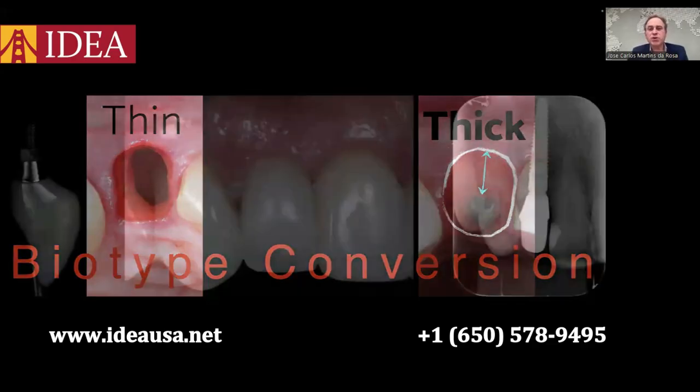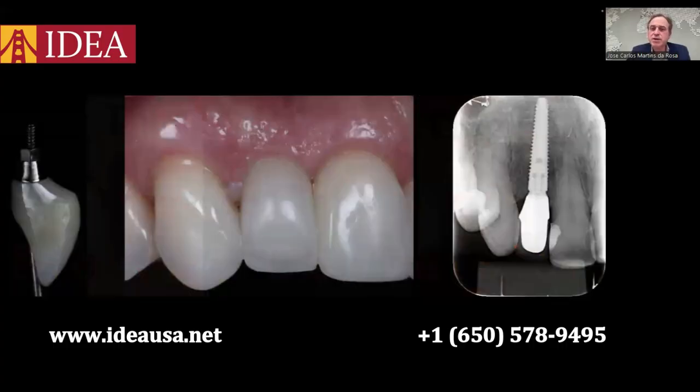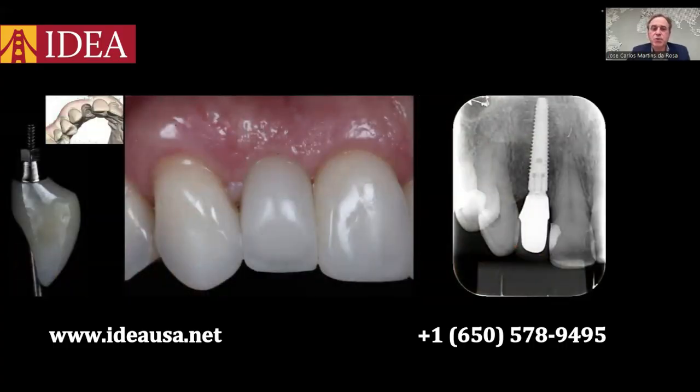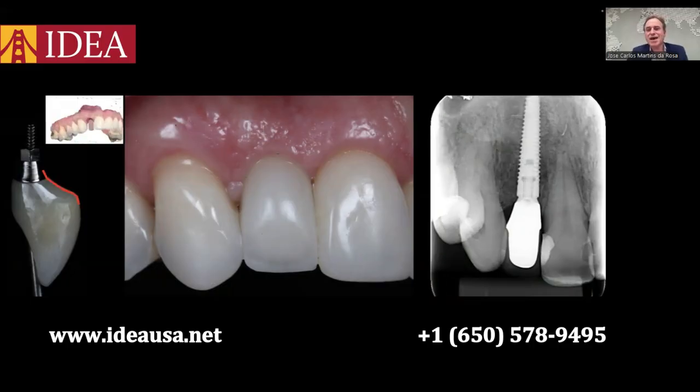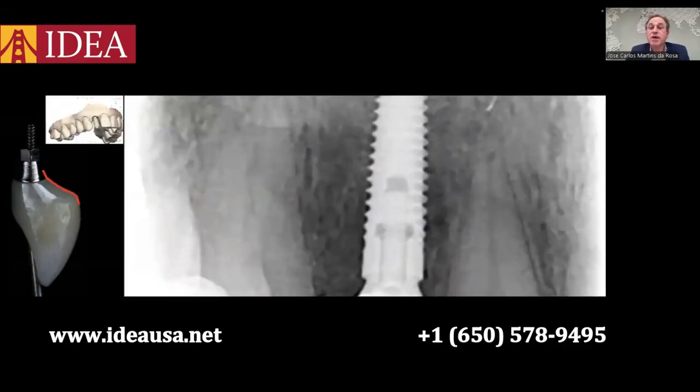So we did one more scanning. We delivered the final restoration, a milled porcelain restoration with ideal emergence profile. So this is the X-ray that was taken 3 months after the procedure was finished. And you see here what's happening at the apex. We have the bone repair at the apex, and we keep this tooth still vital.